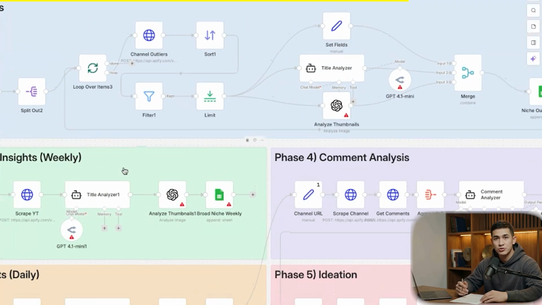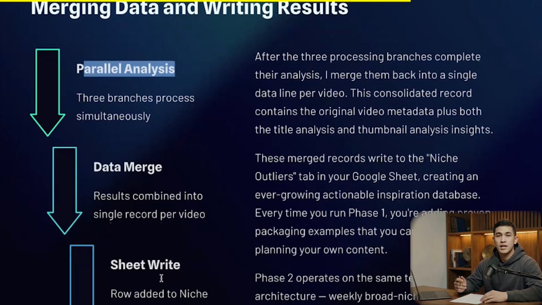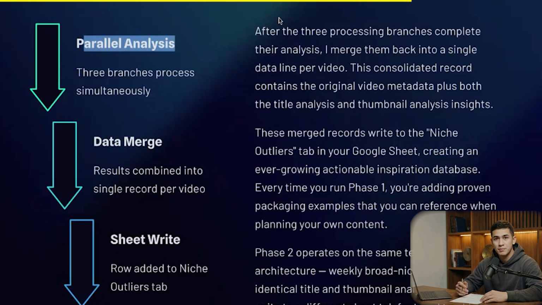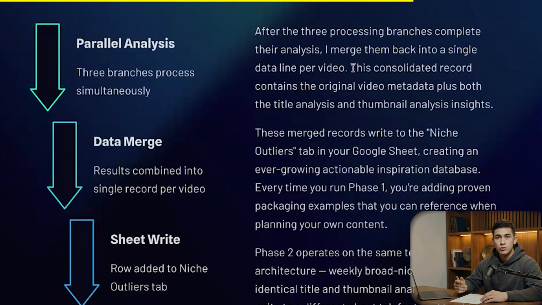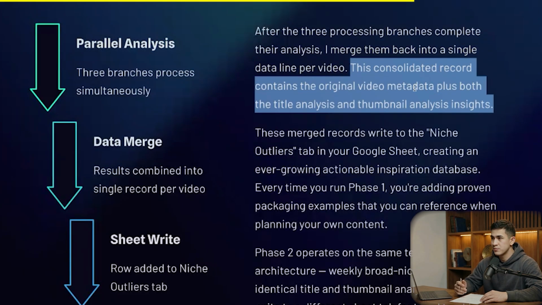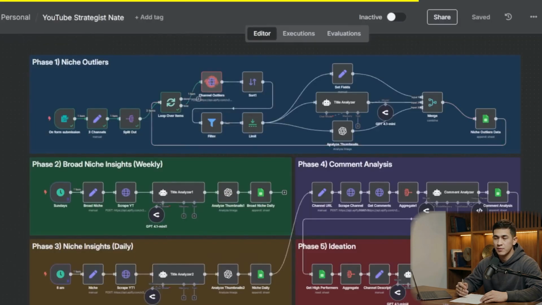Yeah, and writing results. So once you have them all, parallel analysis, data merging, you want to have them shoot, right? And then you want to figure out the pattern bank. So I merge them back into a single data line per video. This consolidates records and contains the original video metadata, plus both the title analysis and the thumbnail analysis insights. These merged records write to the niche outlier tab in your Google Sheet, which creates an ever-growing actionable inspirational database, right? So every time you run phase 1, you're basically adding proven packaging examples that you can then reference when you're planning your own content.